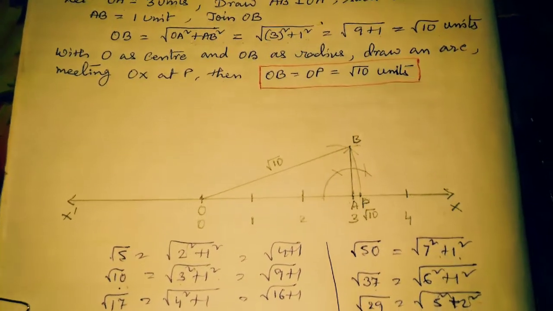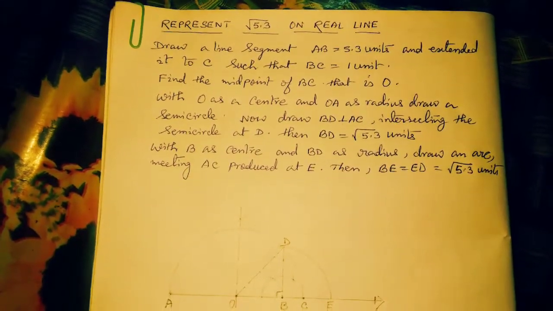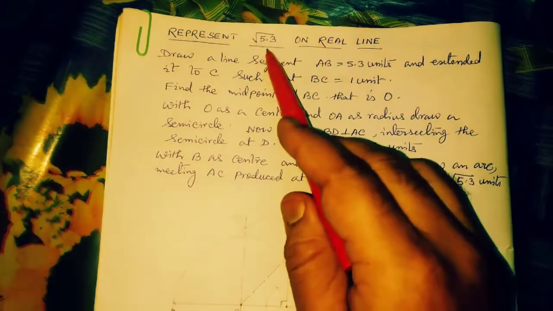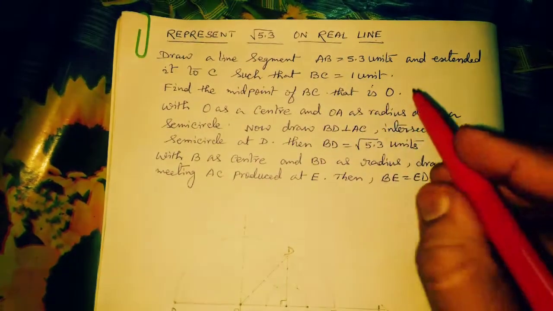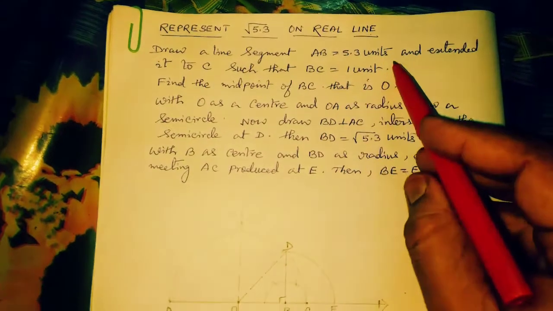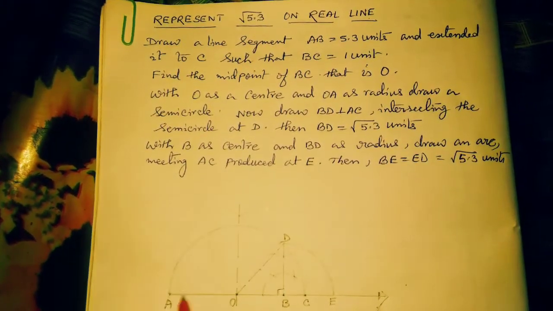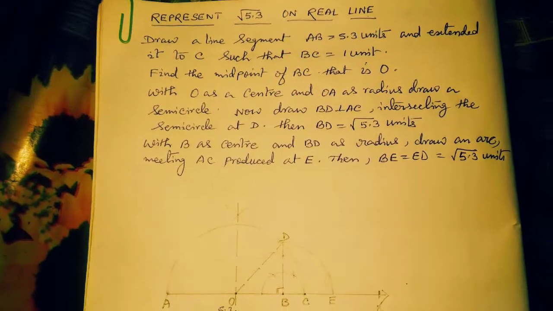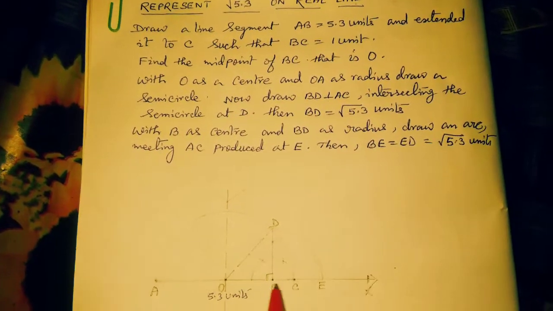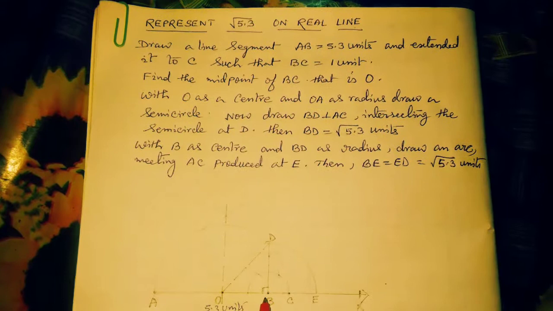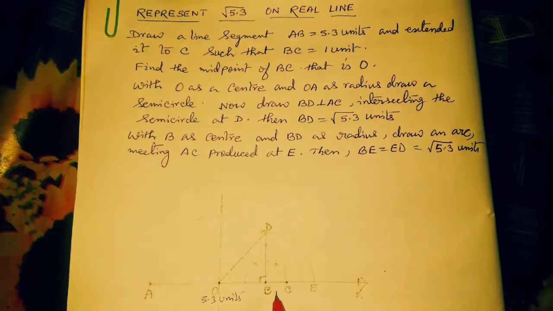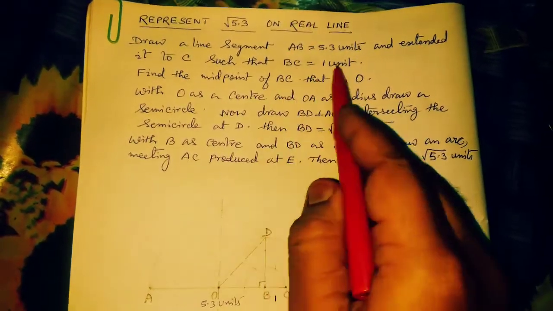Clear, student? Now student, you can see how to represent under root 5.3 on the real line. That means how to draw decimal numbers under root on the real line. Okay, so we'll see here, draw a line segment AB of 5.3. I have drawn AB as 5.3, from here to here, AB is 5.3 units, drawn with the help of a scale. Extend it up to point C, such that BC is 1 unit, which is given here.